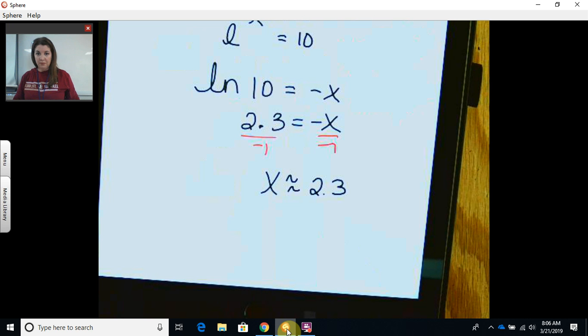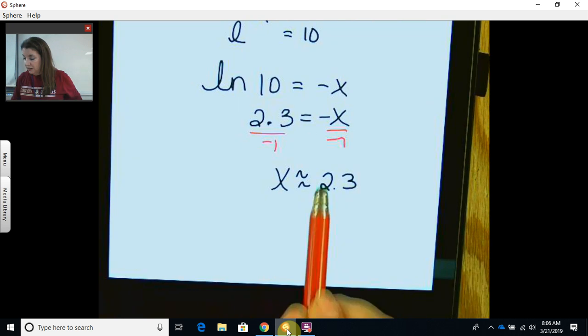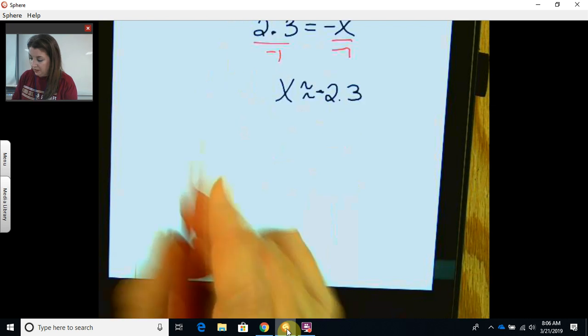Coolio? Negative 2.3, yes. You know what I meant? Negative 2.3. All right, let's look at this one. Anybody have a question on that?